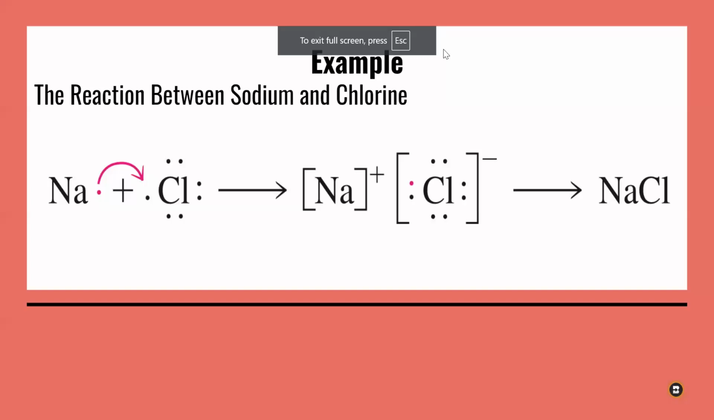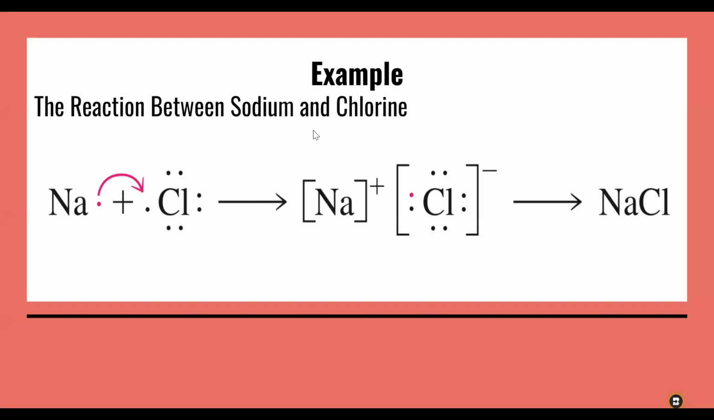I want you to see an example of using Lewis-Dot structure to see how a chemical bond is formed. Look at this. Sodium has only 1 valence electron. Chlorine has 7. This one gets transferred to this. Now we represent it with this. You see that? Square, 1 plus, 1 negative. This is non-stable. This is non-stable. We end up like this. That's what is formed.